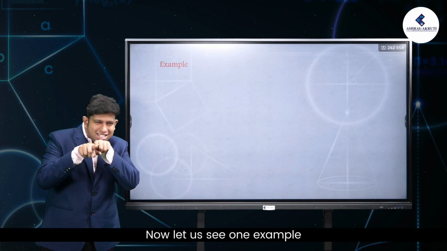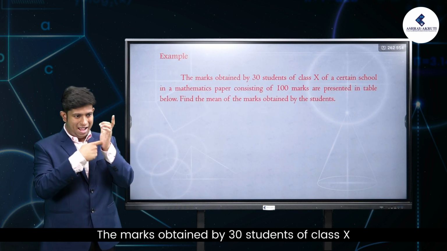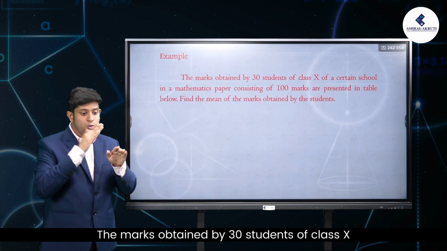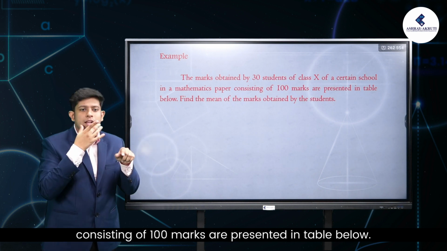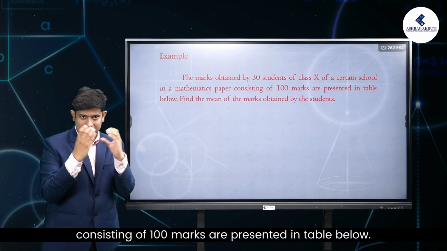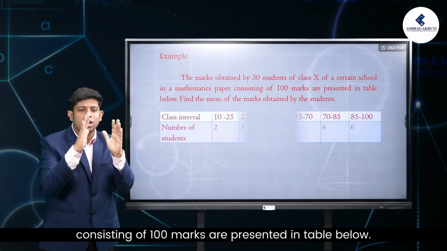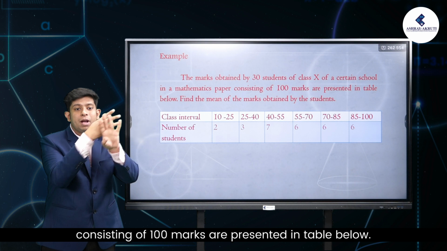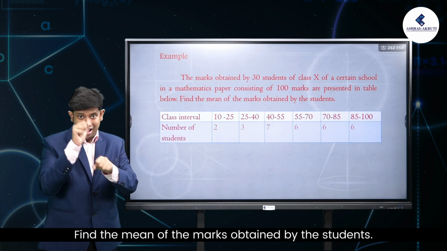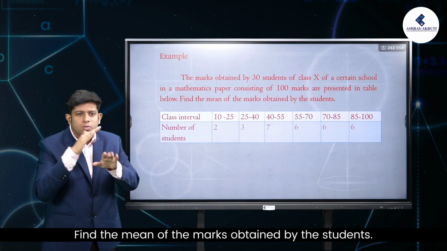Now, let us see one example. The marks obtained by 30 students of class 10 of a certain school in a mathematics paper consisting of 100 marks are presented in the table below. Find the mean of the marks obtained by the students.